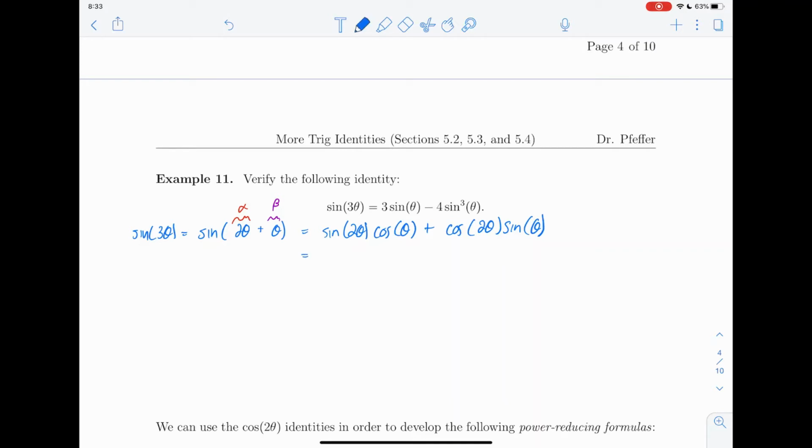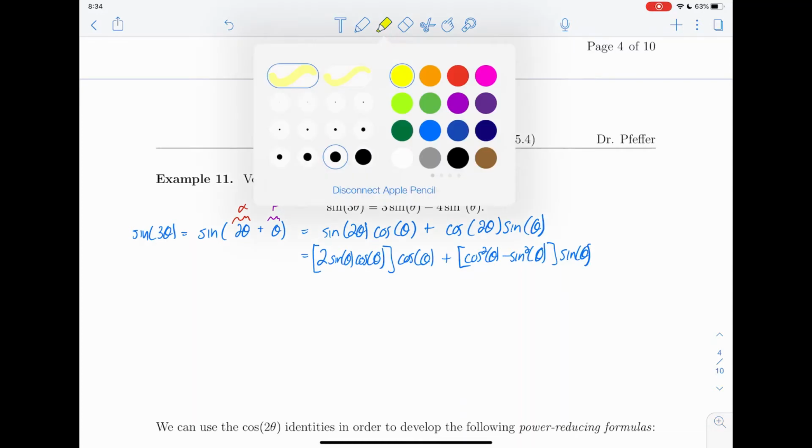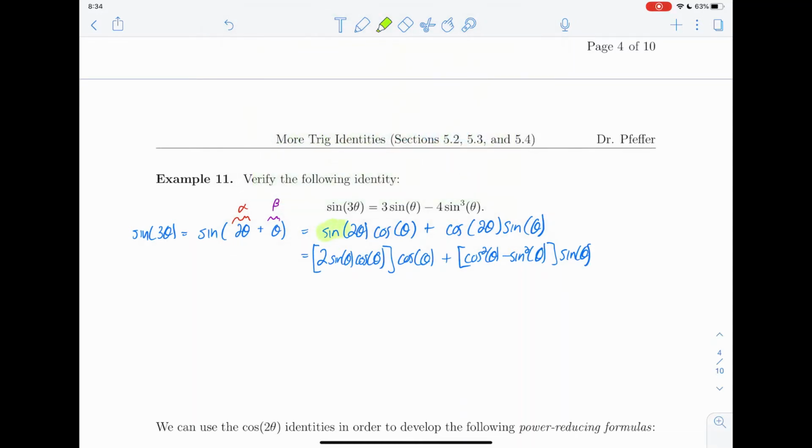So the sine 2 theta becomes 2 sine theta cosine theta times the cosine theta here, plus cosine 2 theta, for which I'm going to use the base version, cosine squared theta minus sine squared theta, times sine theta. If you're confused at all with what I've done, I'll use some highlighting here. The sine 2 theta has turned into this bracket, and the cosine 2 theta has turned into that bracket.